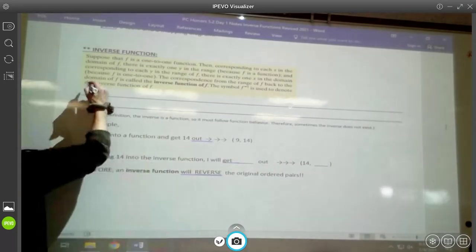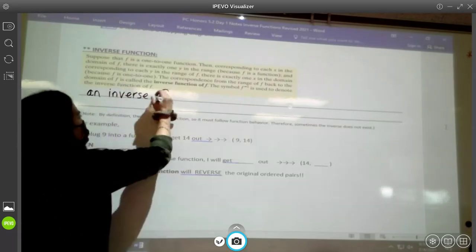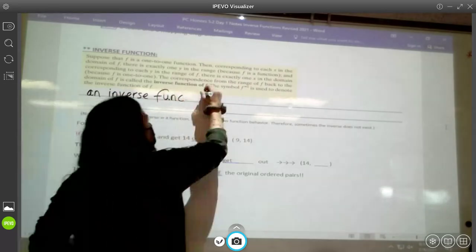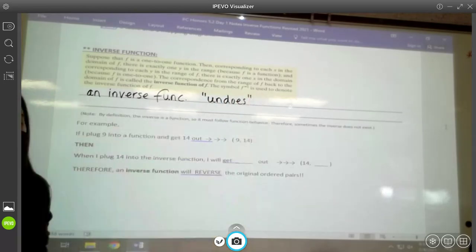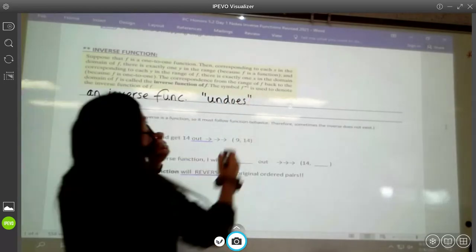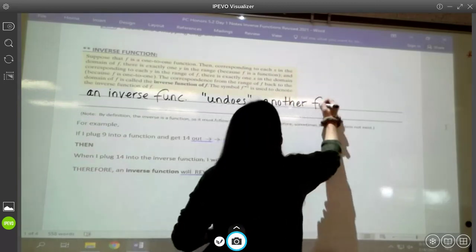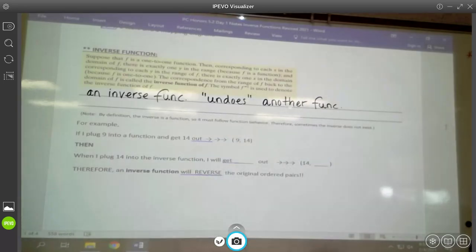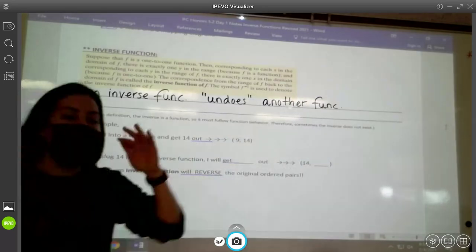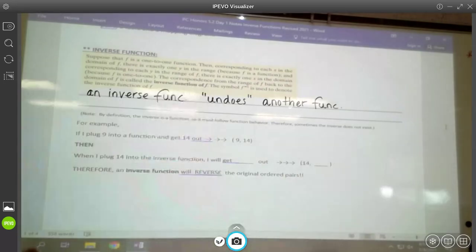So an inverse function undoes, very technical math word, undoes another function. That's what an inverse is. It is meant to undo all existing operations in the original function of f.